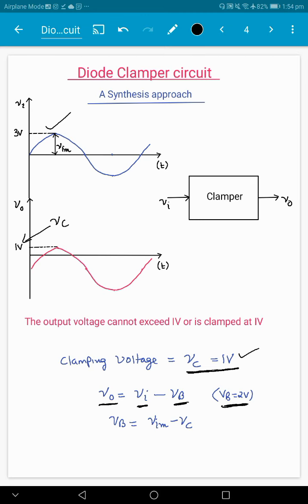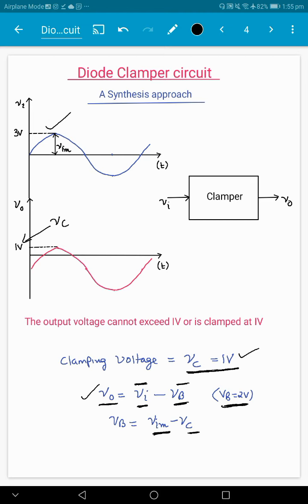All that the clamper does is generate an output voltage which is equal to the input minus a certain voltage by which it is shifted up or down. In this case, we are talking about shifting it down by a certain voltage. And how much voltage do we want it to shift down? Well, that's equal to the maximum of the input minus the clamping voltage. Note that the clamping voltage is fixed, let's say 1 volt.